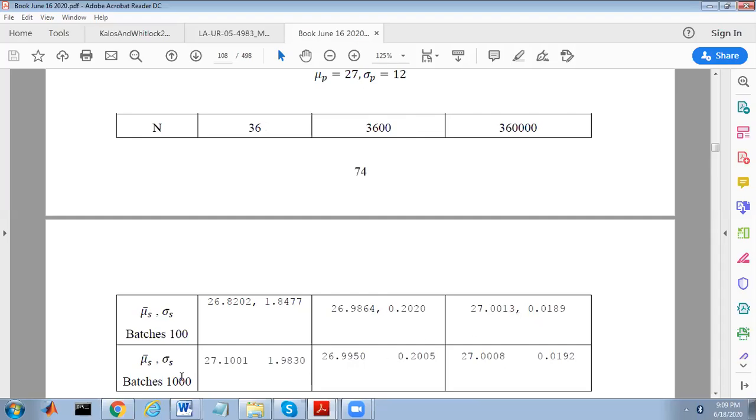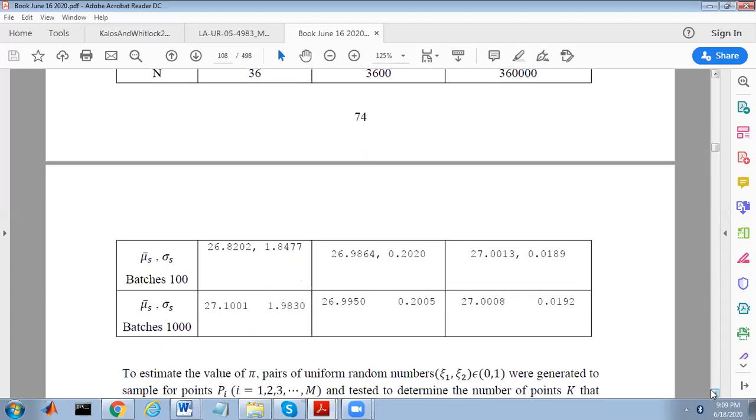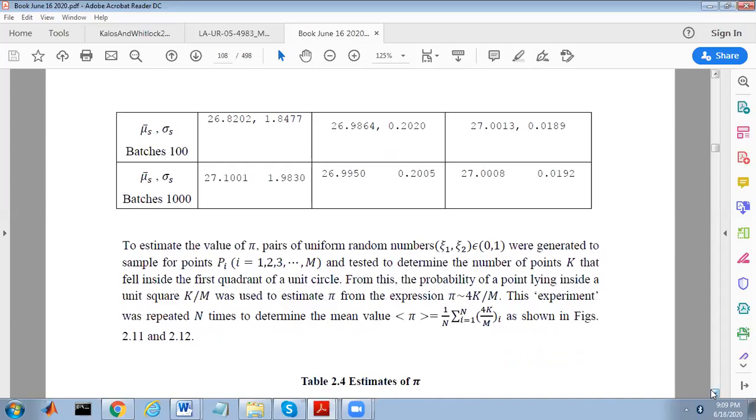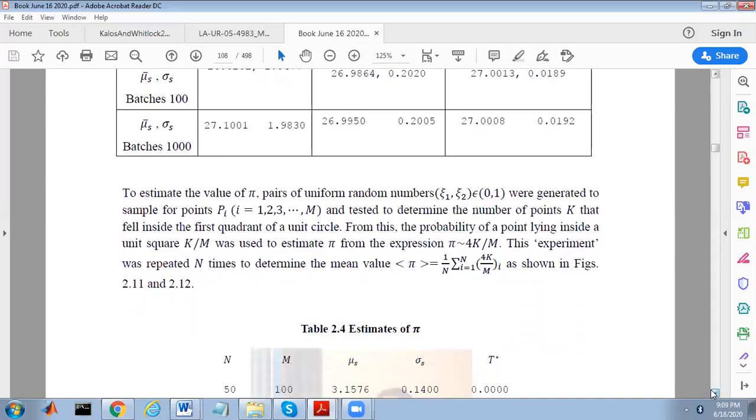Now, as I increase the number of batches to 1,000, see what beautiful answers I get. So this looks like a 0.2, and this looks like a 0.02. And the mean is so good, it's 27. So yes, the central limit theorem, I tell you, is good. And I'm okay with it.